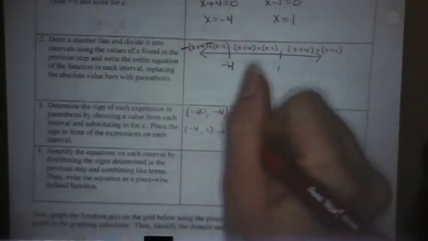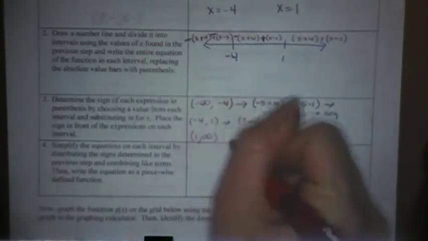Now we've got to do the same thing for the middle piece. So this is negative 4 to 1. This is the easy one because 0's in there. So I'm going to plug in 0 plus 4 and 0 minus 1. Well, that's 4 and negative 1. Now in this case, the first expression is positive and the second one comes out negative. So up here on my number line, my first expression gets a negative sign, but my second expression remains positive.